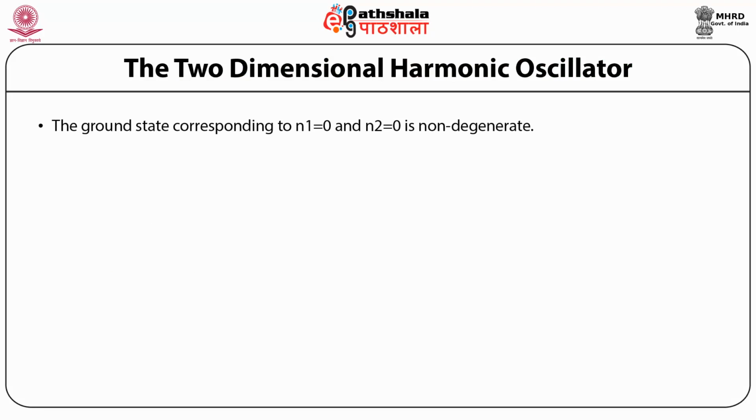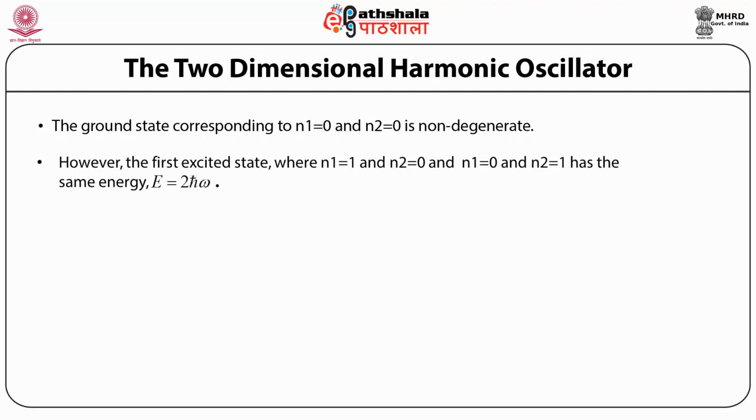The ground state corresponding to n1 equals 0 and n2 equals 0 is non-degenerate. However, the first excited state, where n1 equals 1 and n2 equals 0, and n1 equals 0 and n2 equals 1, has the same energy E equals 2 h bar omega.